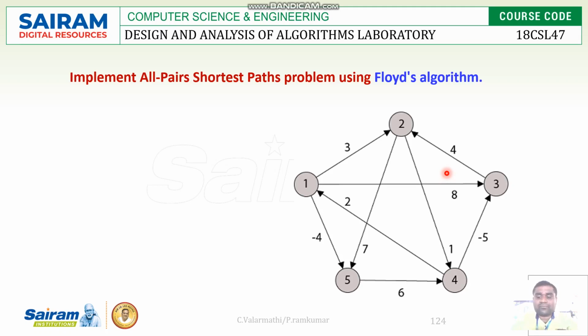Now I have to find d of v. To find d of v, I have to apply the relaxation formula, that is, if d of u plus d of u comma v is less than d of v, then d of v will be computed as d of u plus d of u comma v. According to that, as I said before, d of u is 0 plus d of u comma v is 3. So 0 plus 3 less than infinity, the condition is true. So d of v will be updated as 3. So now above 2 I have to write 3. Previously it was infinity, now it becomes 3.